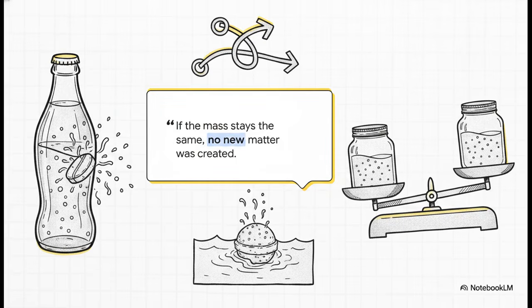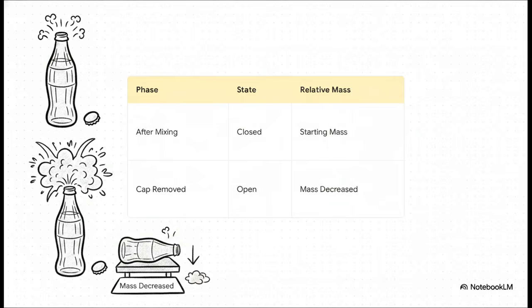And this observation leads to a really profound scientific realization. If the mass of that closed system stays exactly the same before and after all that fizzing, it means no brand new matter was just magically created out of thin air. The gas now pressing against the inside of that bottle had to come from the ingredients, the actual matter, that was already sealed inside the bottle from the very start. But we still need to prove that this gas is actually taking up mass inside the bottle. So watch what happens next.